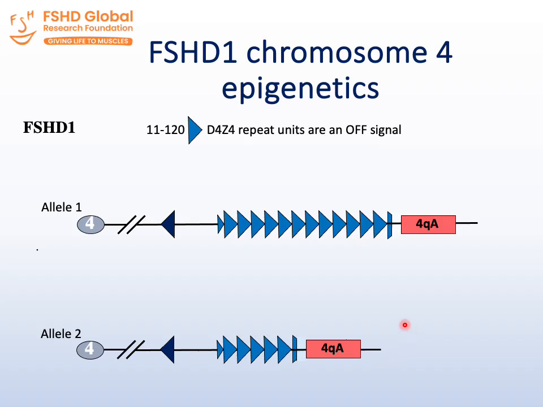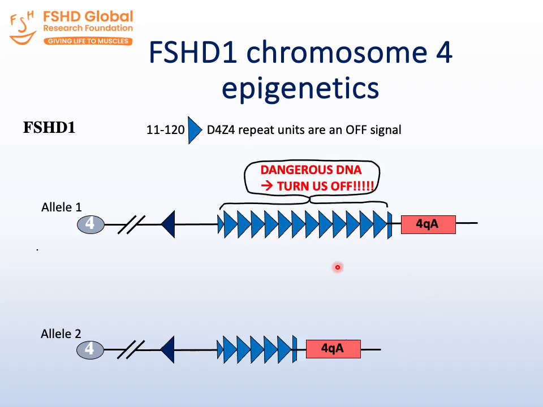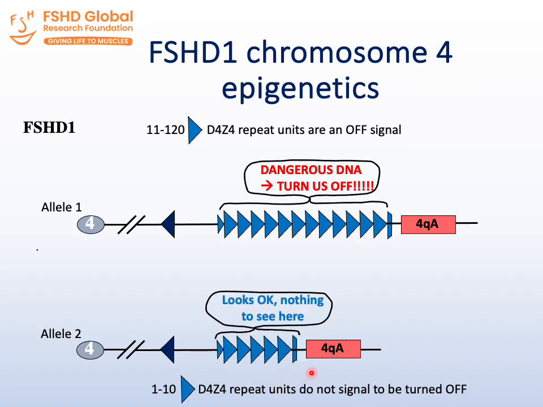So now what's going on is the cell's going to say, whoa, turn this one off, but it's not going to notice this one down here. Down here, it doesn't notice your contracted one. It's not enough of a repeat to signal the cell to shut it off. It's just too small. It's roughly around 9-10 units is where that signal is. So nothing to see here. This is a perfectly fine DNA sequence, so that's cool.